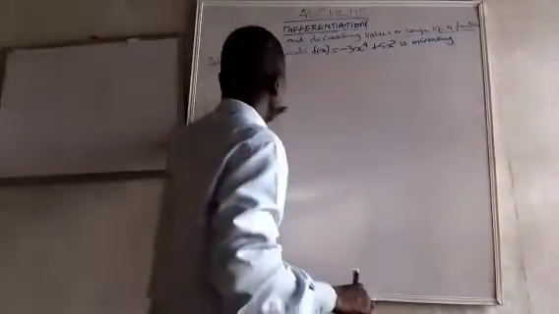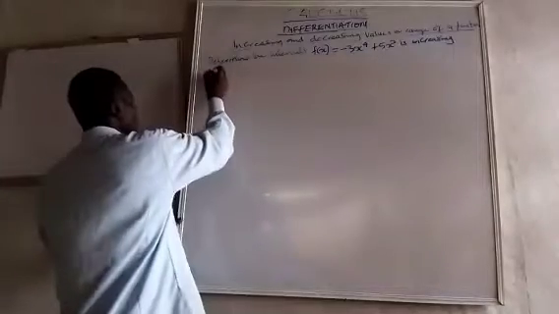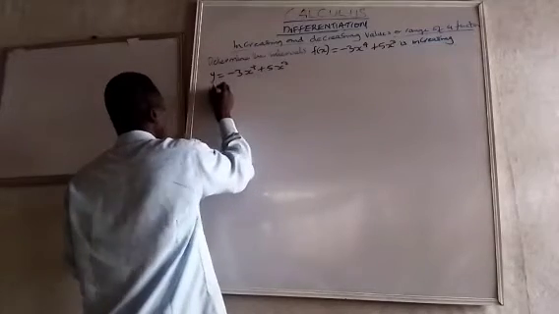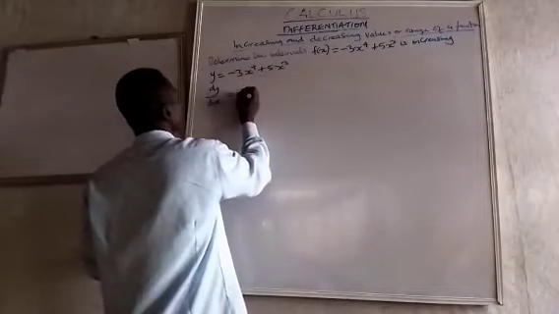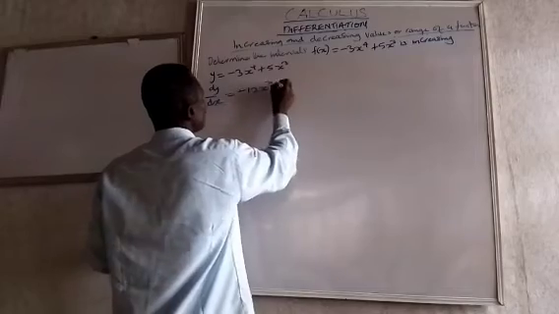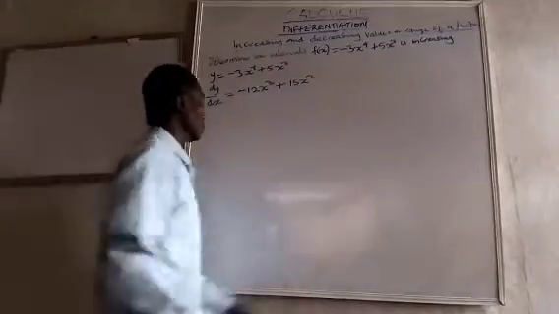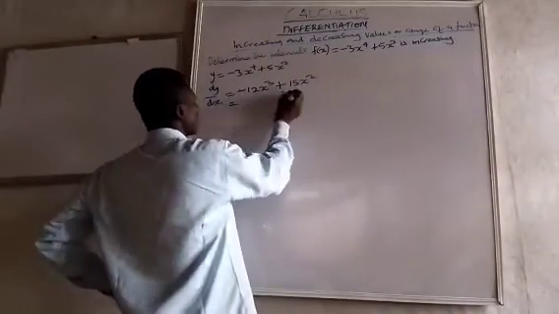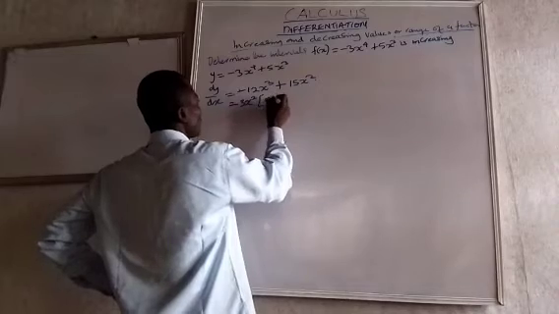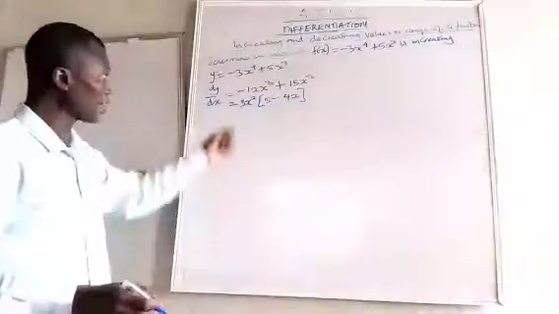Now we have this. It says determine the interval where f(x) equals minus 3x raised to the power 4 plus 5x cubed is increasing. So just like the other one, we do y equals minus 3x to the power 4 plus 5x cubed. So dy/dx is equal to minus 12x cubed plus 15x squared. I can factorize it and say this one is 3x squared into 5 minus 4x.